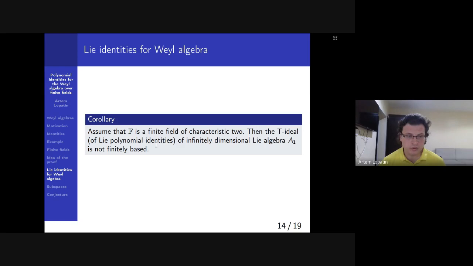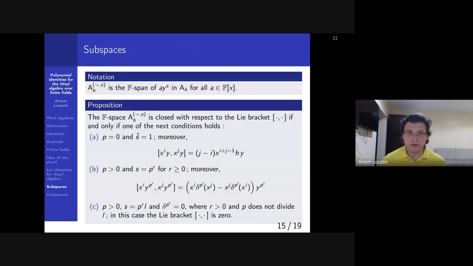The survey is about weak polynomial identities. It is a thick survey with a lot of different results, and it contains an explicit description of a basis of Lie identities of 2x2 matrices over an infinite field of characteristic 2. And here, in the case of a finite field, we obtain exactly the same identities, and the T-ideal of these identities is not finitely based. Okay, and now I will consider some applications to the case of subspaces.